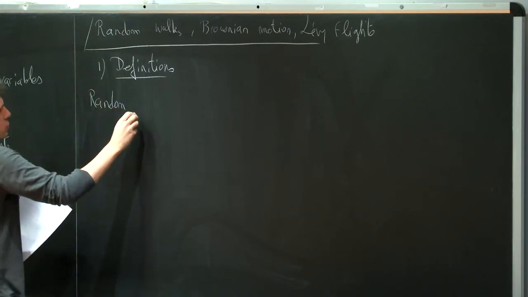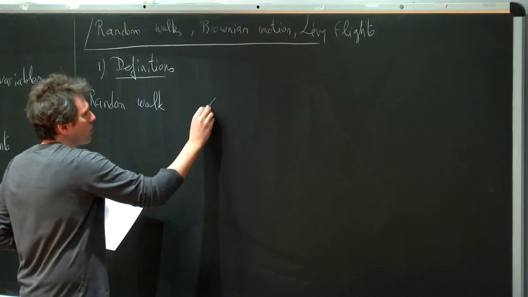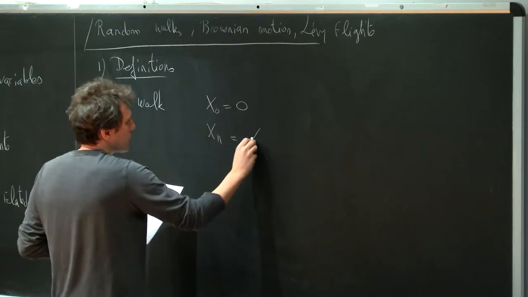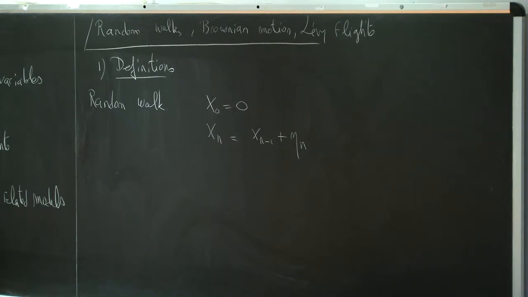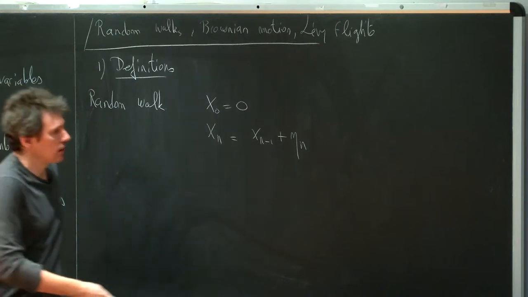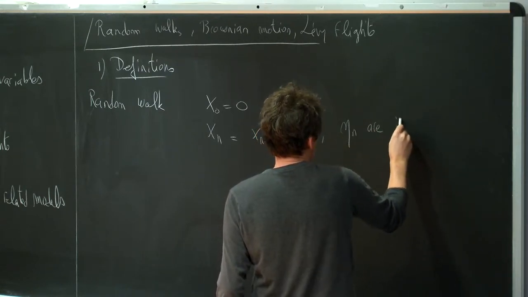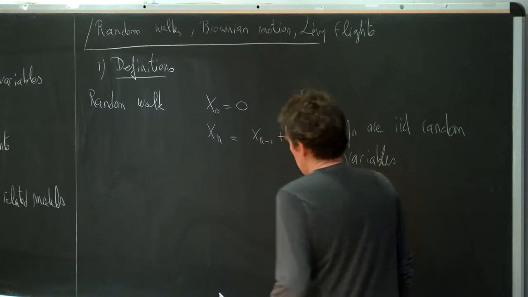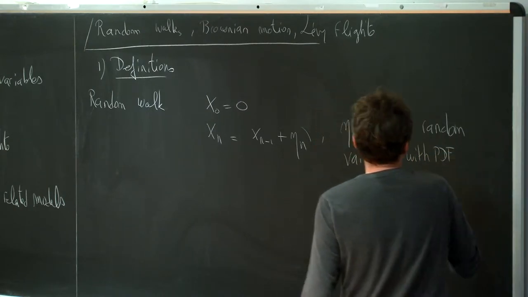So what we usually call a random walk is the simplest Markov chain, discrete time Markov chain, which is the following. You have some variable x, you start with x0 equal to 0, and then you evolve according to this simple Markovian rule here. Okay, so that's under this form. And now these eta n's here are IID random variables, and they will be drawn from a PDF, which I will denote P of eta.